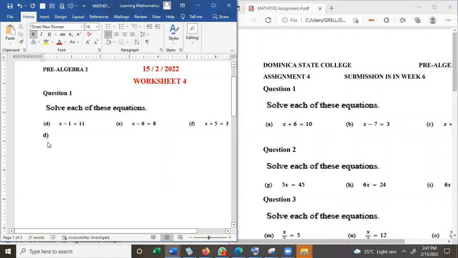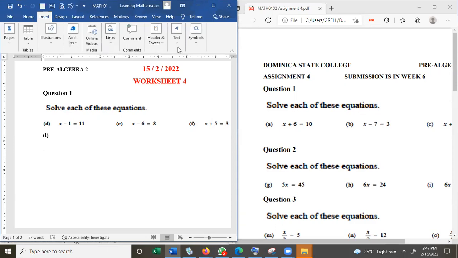It could represent something real. It could be you have a certain number of eggs, you take out 1 from it, you have 11 eggs remaining. How many eggs was there in the first place? Okay, so there's an algorithm to do that.